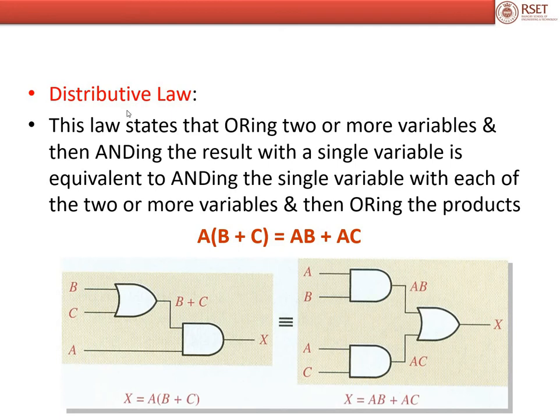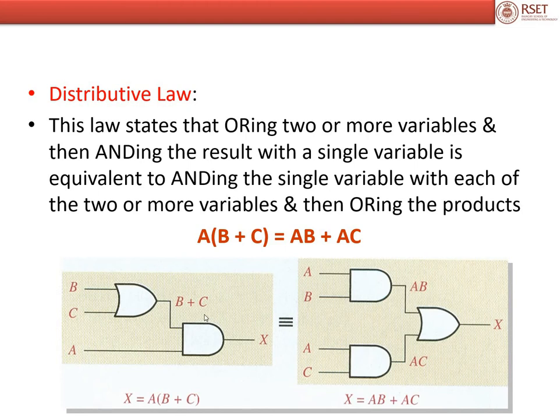Next law is the distributive law. This law states that ORing two or more variables and then ANDing the result with a single variable is equivalent to ANDing the single variable with each of the two or more variables and then ORing the products. That is, A into (B plus C) is equal to AB plus AC.